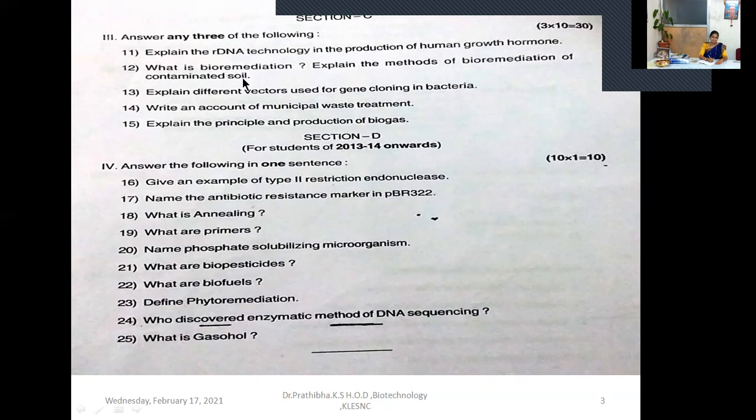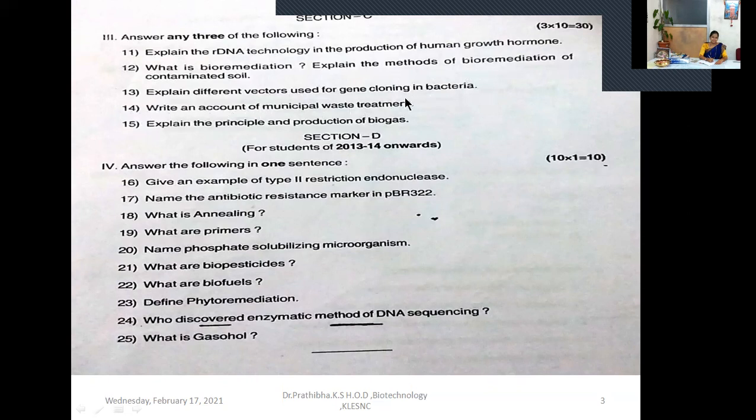12th question, what is bioremediation? Explain the methods of bioremediation of contaminated soil. Okay, 13th question, explain different vectors used for gene cloning in bacteria. 14th question, write an account of municipal wastewater treatment.